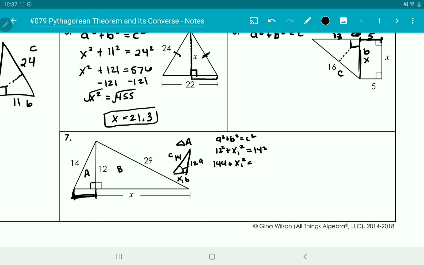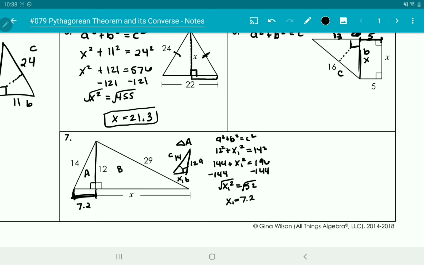X1 squared is going to be the same. And then 14 squared is going to give us 196. We're going to solve for that x. We'll get 144 to the other side by subtracting it from each side. It's going to give us x squared is going to be about 52. But if we take the square root, that means that the little base of that triangle is going to be about 7.2. So this part is about 7.2.